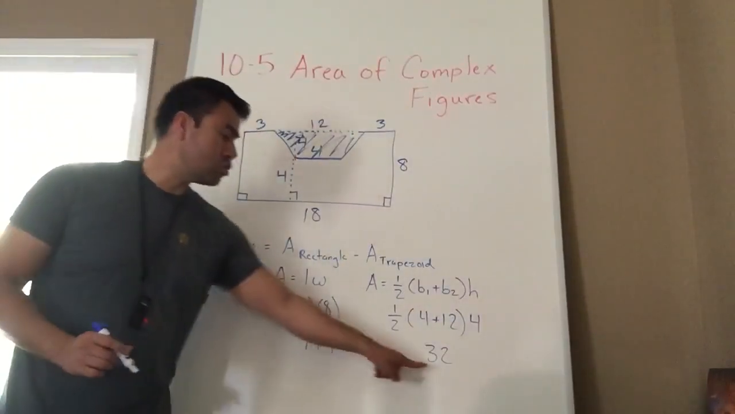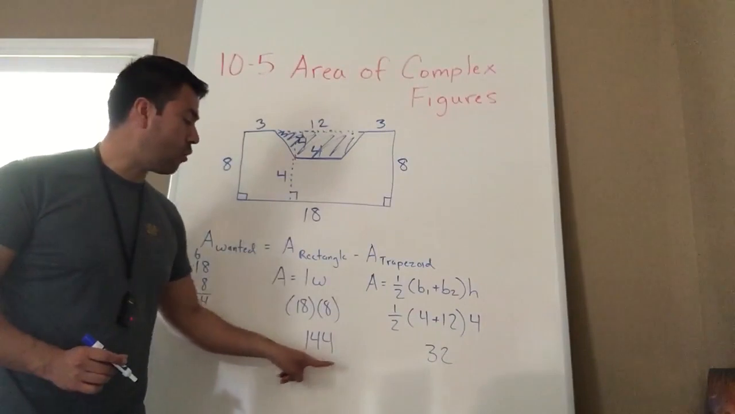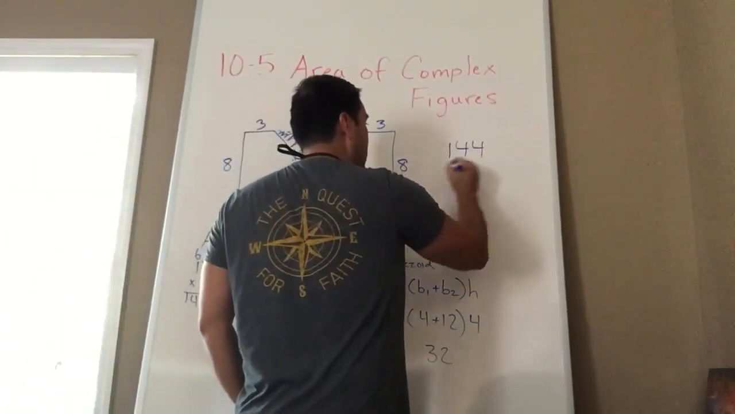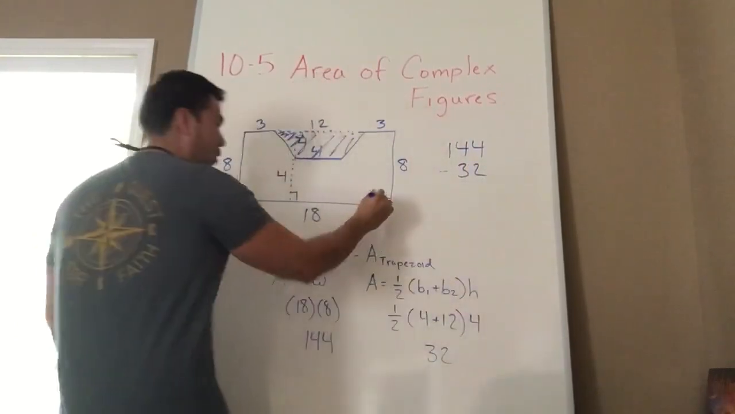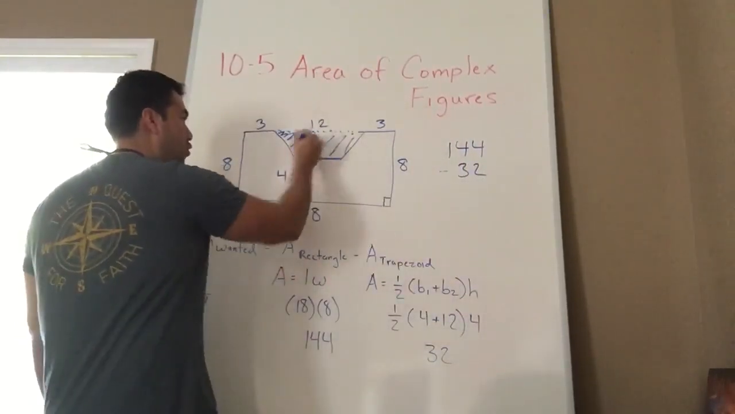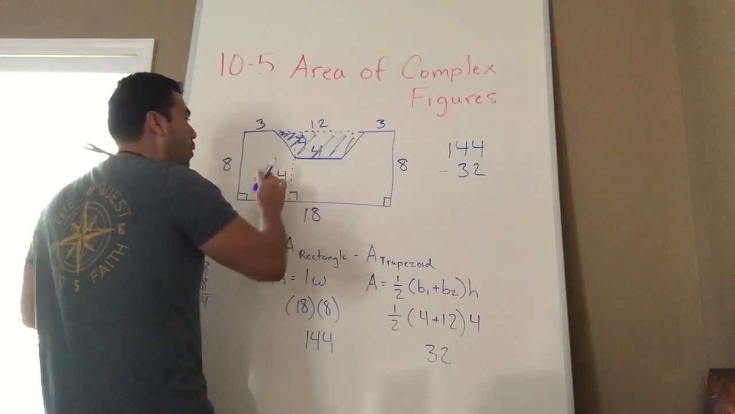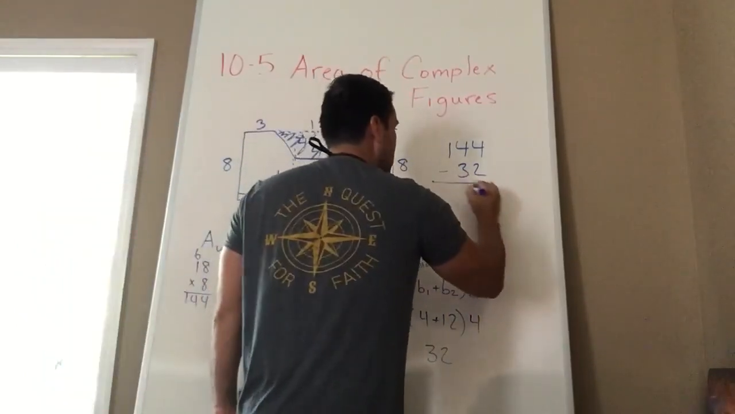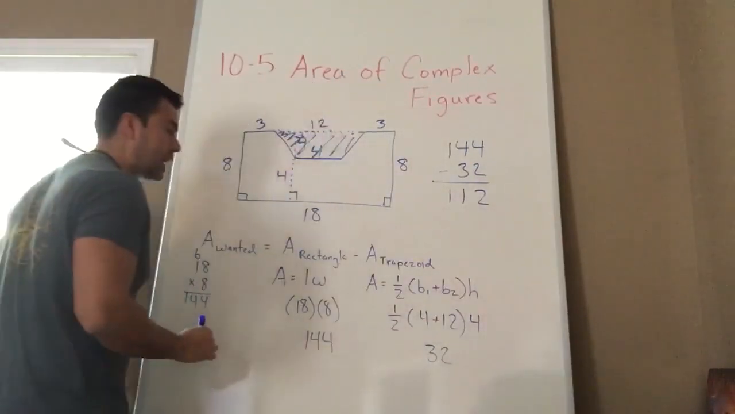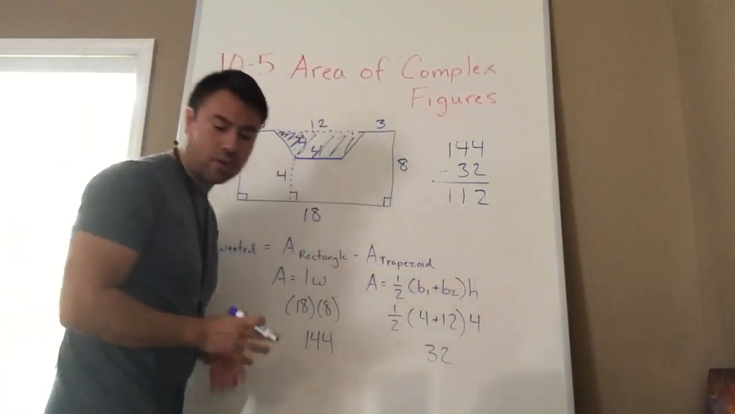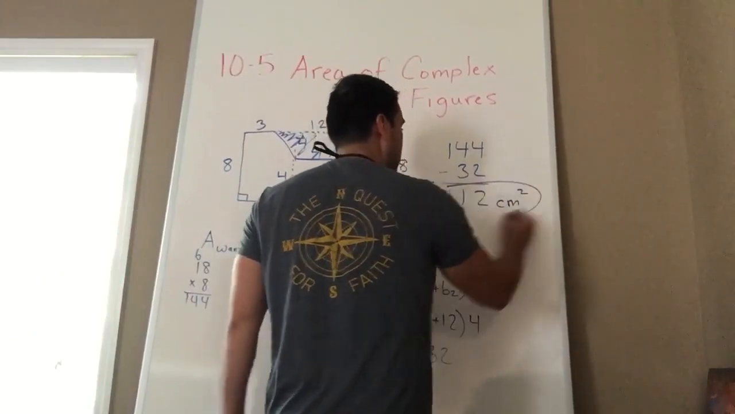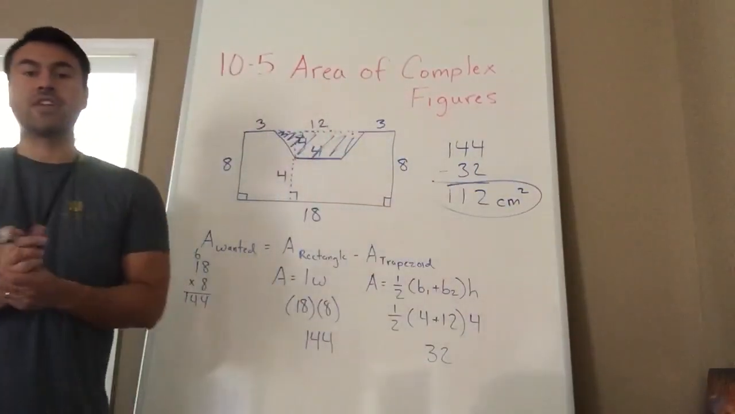What do I do with these two shapes? I do 144 minus 32. Remember, 144 is the whole area. 32 is this little area. I want everything but the little portion. So I subtract 2, 1, 1. And so I get my area of 112. And in this case, it was square centimeters. That's how I find the area of that complex figure.